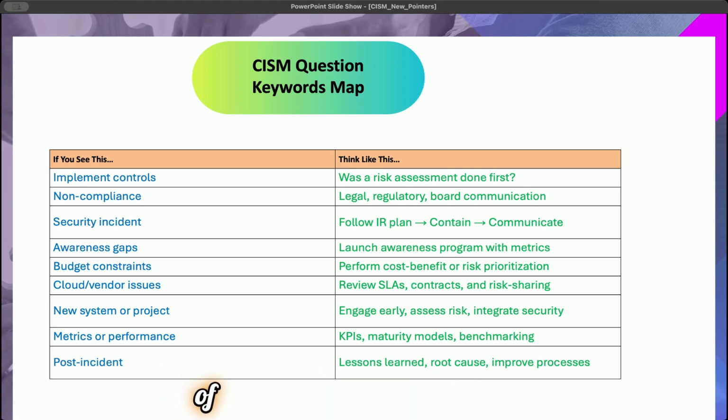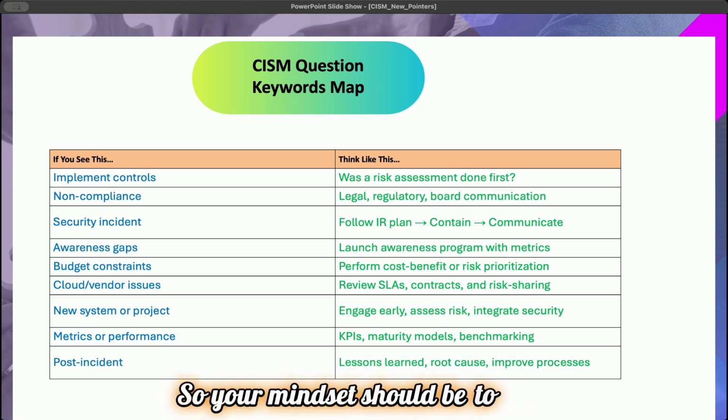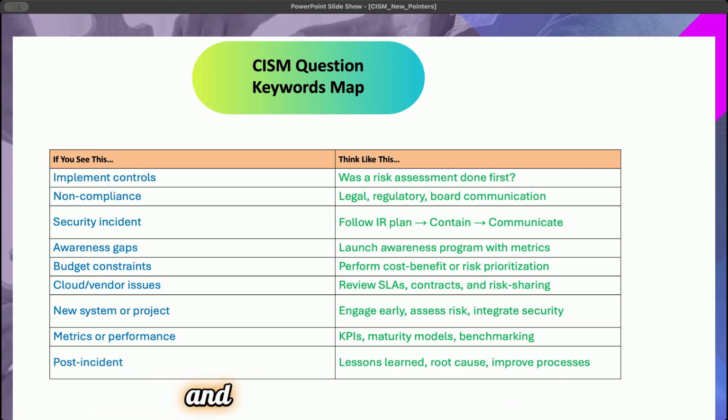Next is security incident. Think in terms of incident response plan. In this, you ask questions like, has the incident response plan been activated? Are the roles and communication channels defined? Are we containing, not just fixing? So your mindset should be to choose an answer that involves containment, communication, and post incident analysis, not just technical response.